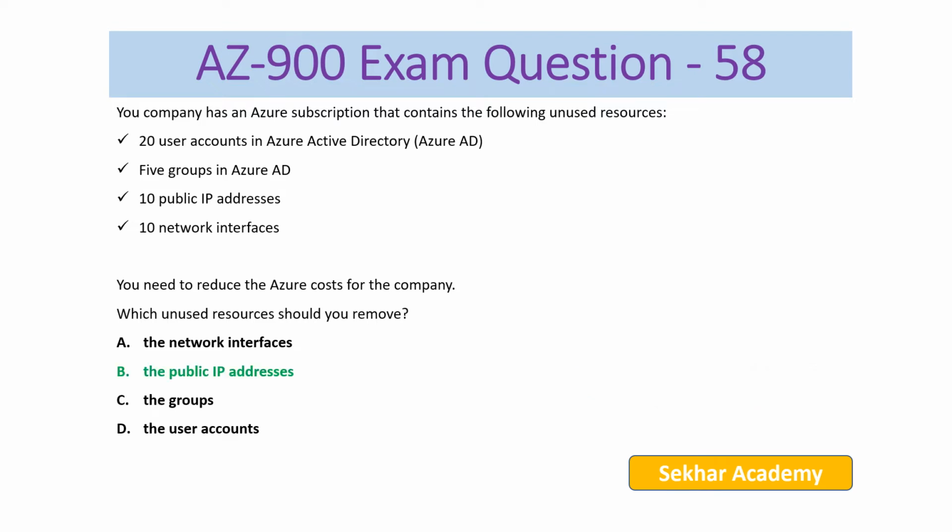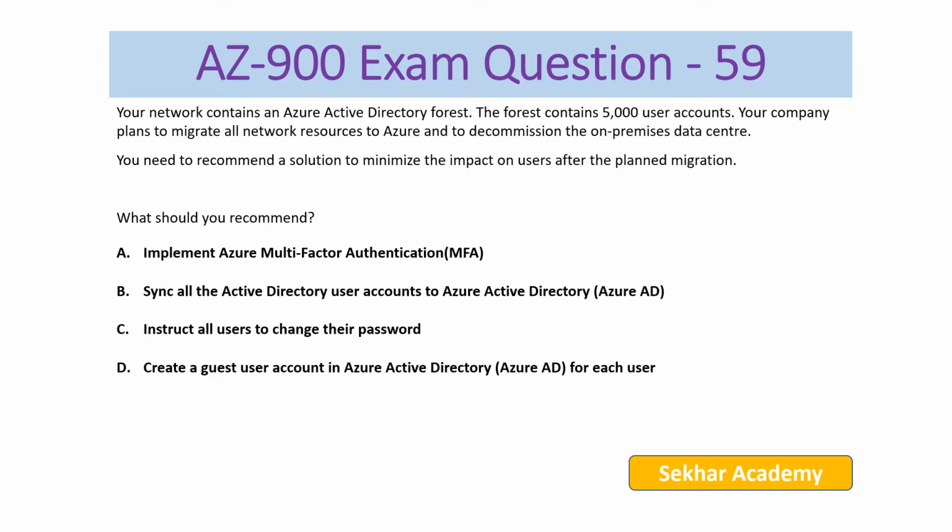So the right answer is B, the public IP address. So in network interfaces, with removing the network interfaces, it will not reduce the cost for the company, because Azure will not charge for the unused network interfaces, unused groups, unused user accounts. So the right answer is the public IP address.